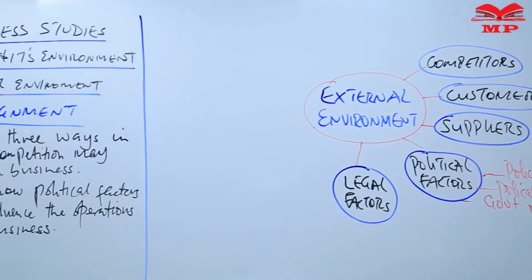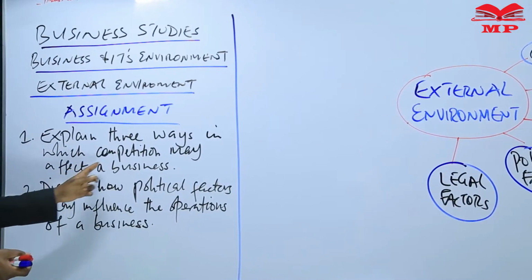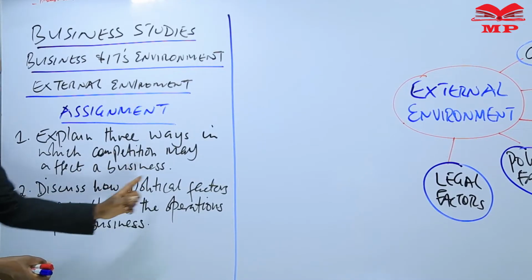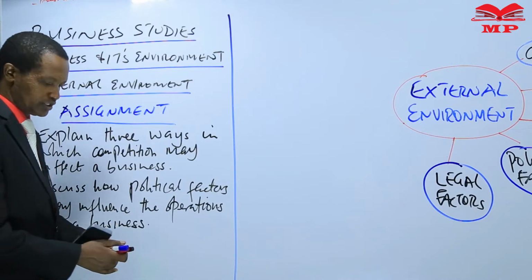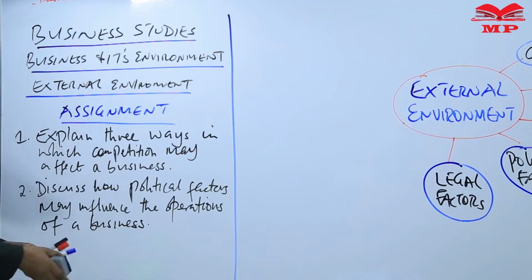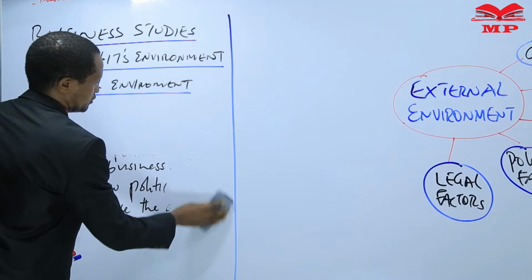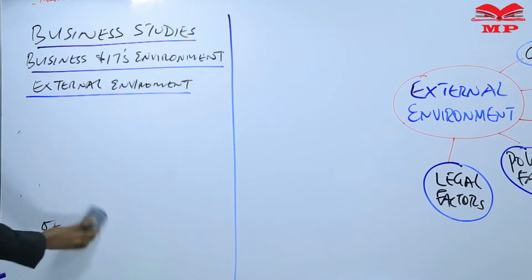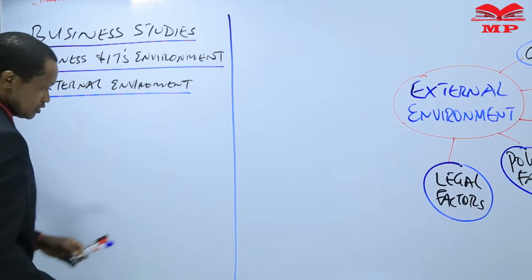You're supposed to explain the 3 ways in which competition may affect a business. 2, discuss how political factors may influence the operations of a business. It's my hope that the assignment is done. This was the assignment for the last lesson, and the topic is business and its environment. The subtopic is external environment. This lesson is a continuation of that lesson.